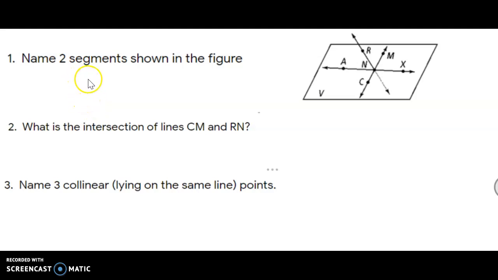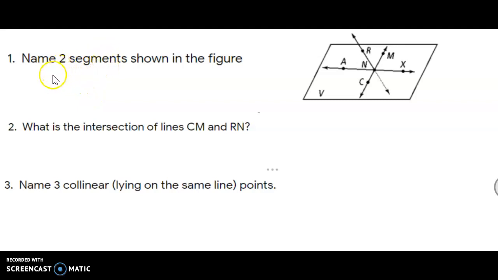All right, so number one, given this figure, it says name two segments shown in the figure. So this could be a lot of answers, right? This could be AN, NA, NM, MN, NC, CN, NX, XN, or NR, RN. So any of those. I'm sorry if I went through that kind of quickly.